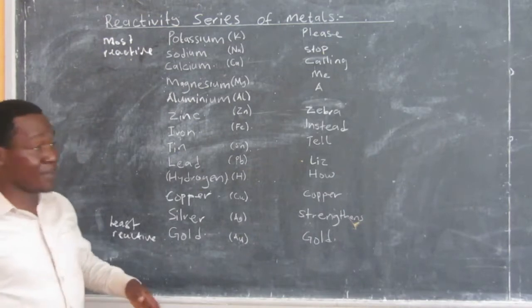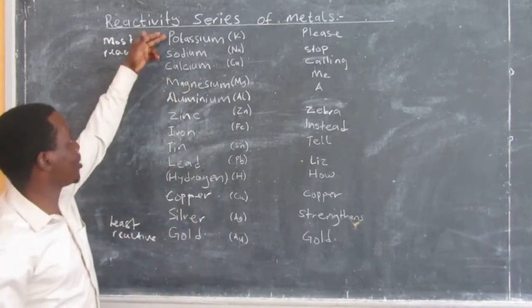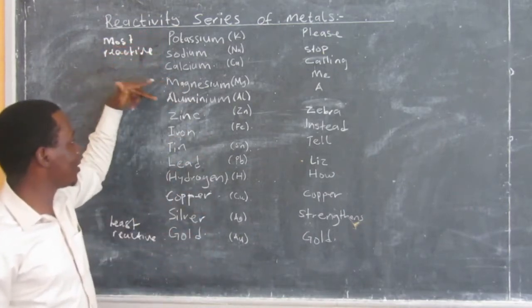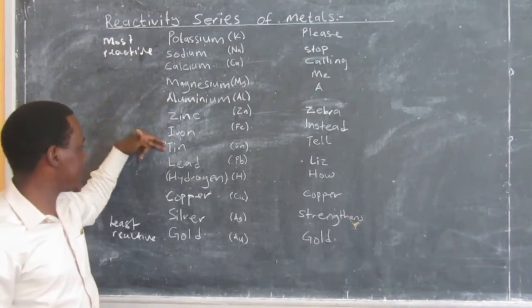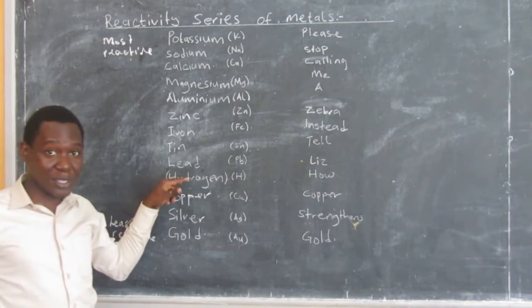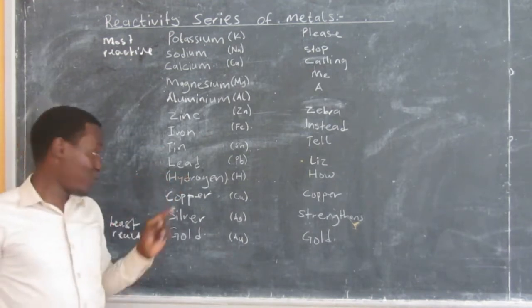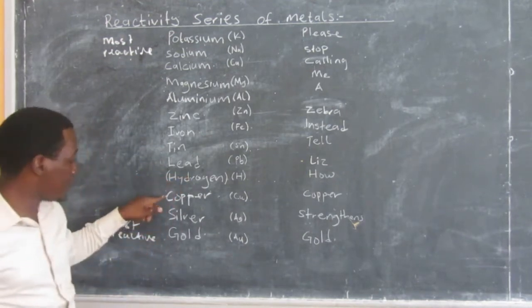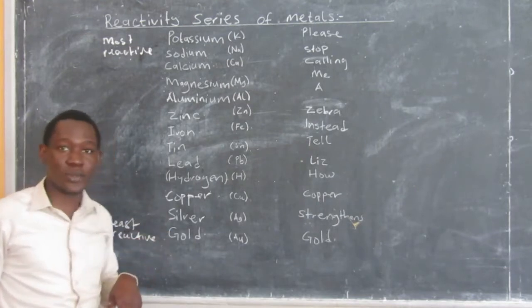As you can see, these elements are arranged in this order. We have potassium, sodium, calcium, magnesium, aluminium, zinc, iron, tin, lead, hydrogen. Now, hydrogen is a non-metal, but we include it there. I'll explain why we put hydrogen there. Then we have copper, silver, and gold.